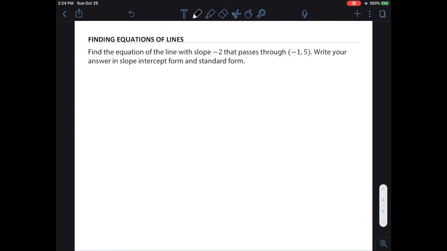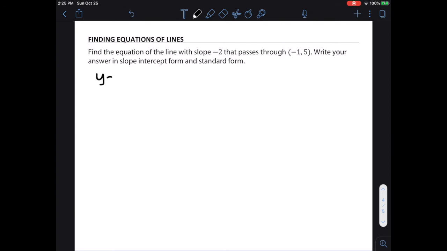This time we are given a slope of -2 and that passes through the point (-1, 5). And what we're going to do is write our answer in slope-intercept form and standard form. So we're going to have 2 answers for this one. So essentially what we're going to end up doing is use all 3 forms of a linear equation to solve this problem. So we're going to start by using point-slope form.